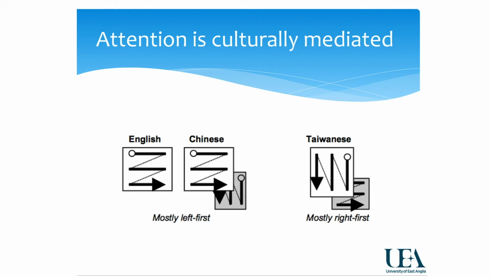But in many languages, attention goes in the opposite direction because the writing direction is the opposite way. For instance, in Taiwanese or Arabic, which are written from right to left, attention first of all starts from the right and then moves to the left.